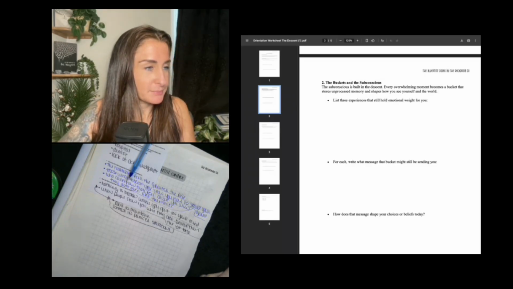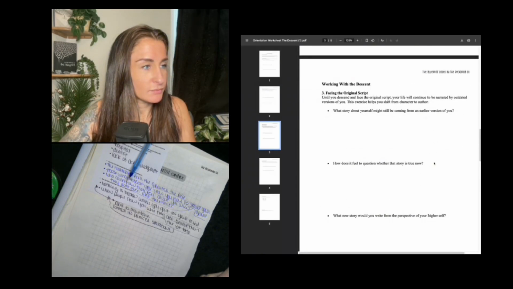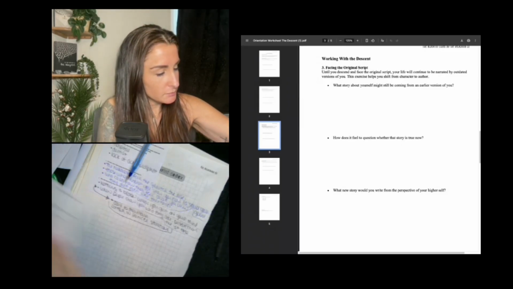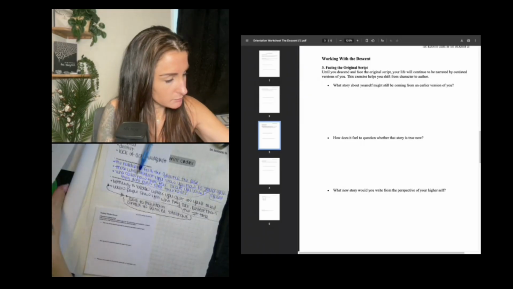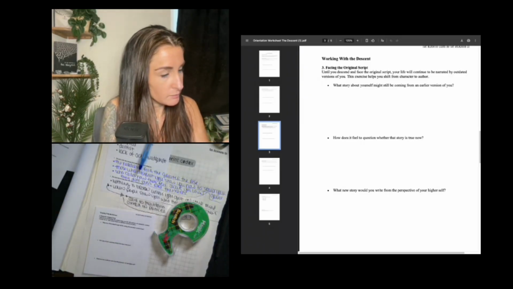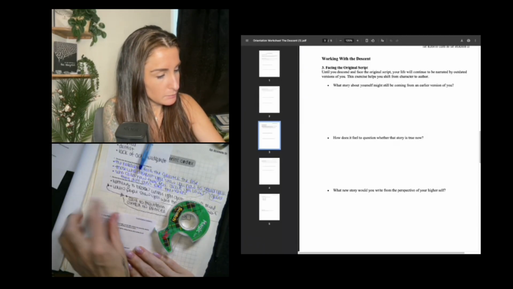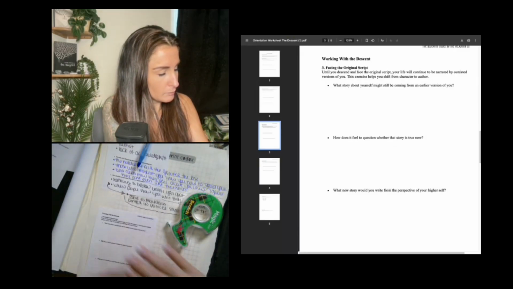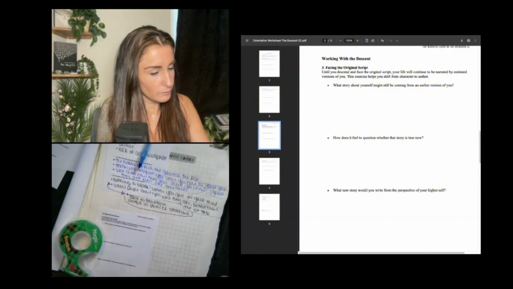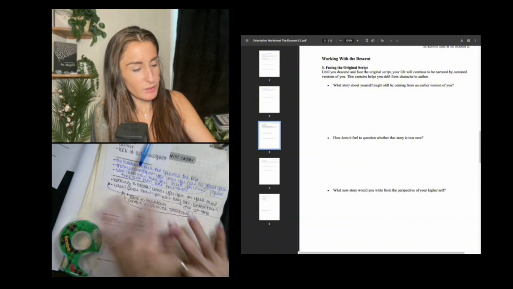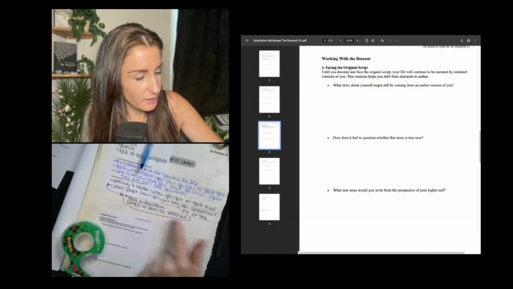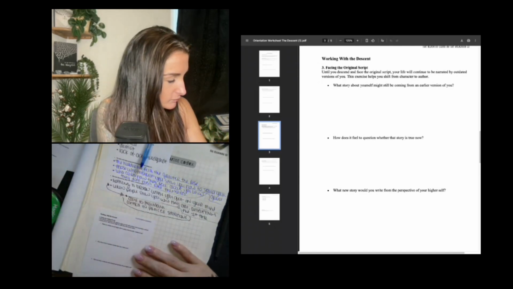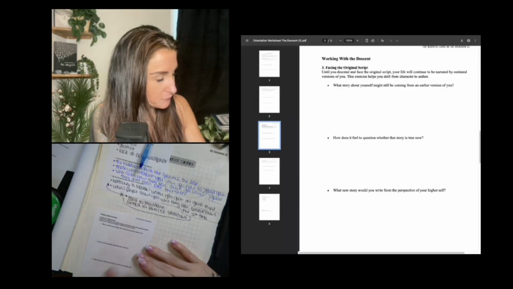Next part. Working with the descent. Probably I'm not going to do it like this again because I don't love that, but I didn't love this whole section, so that's okay. You know? All right.